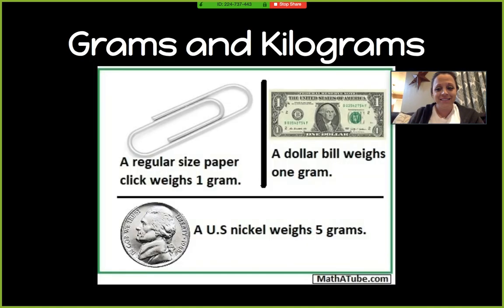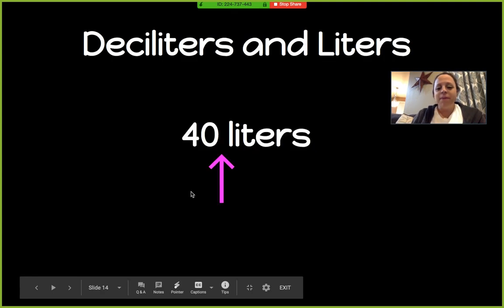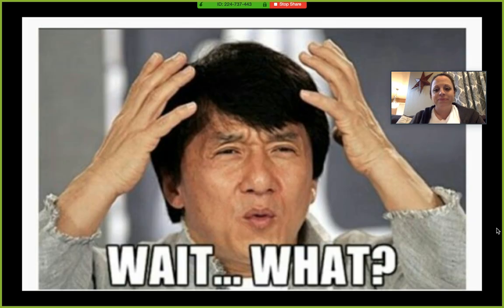So just think about that decimal point, okay? I want you to do this one. You're going to do that one on your own when you do Think Central in a little bit.